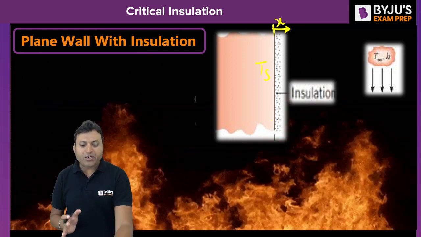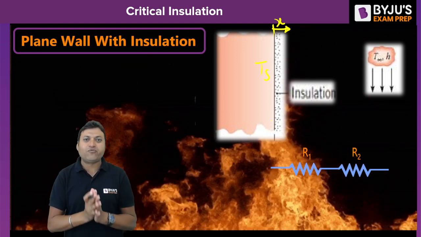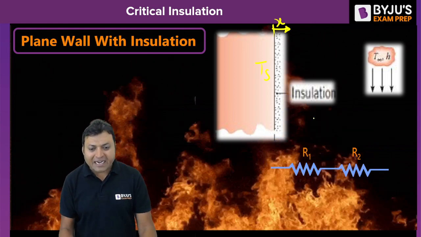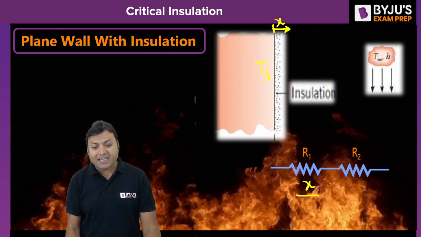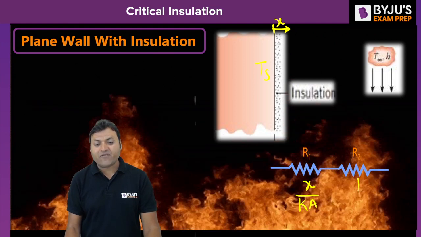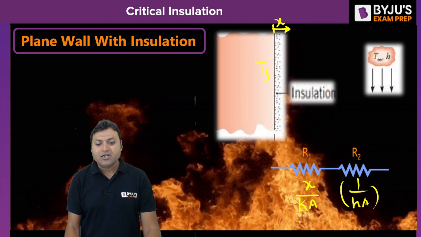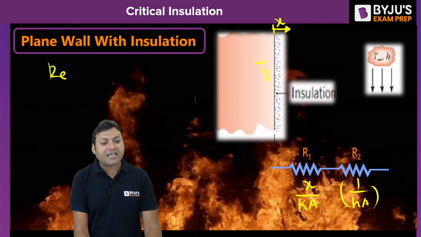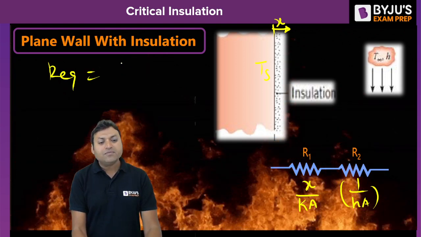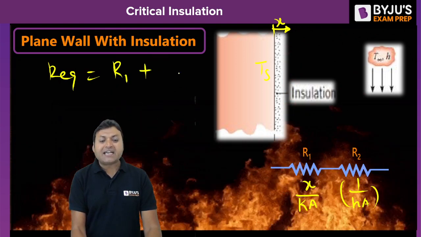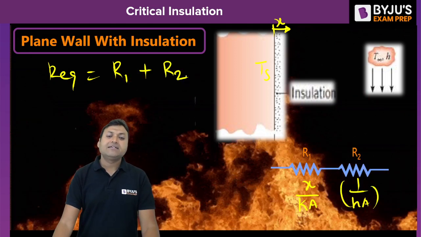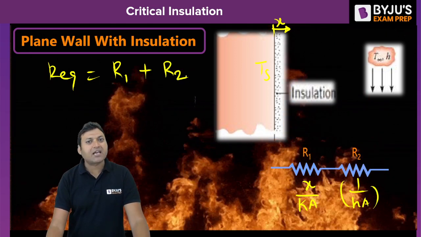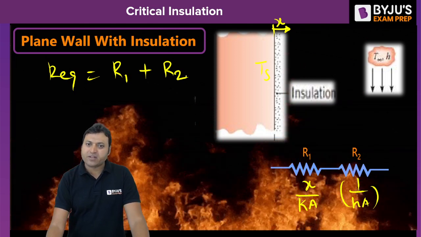So there will be two thermal resistances in series. For conduction, the thermal resistance is X by kA, and for convection it will be 1 upon hA. So the equivalent thermal resistance will be equal to R1, that is the conductive thermal resistance in the insulating material, plus R2, that is the convective thermal resistance for the fluid.